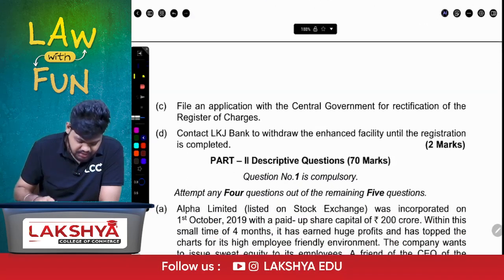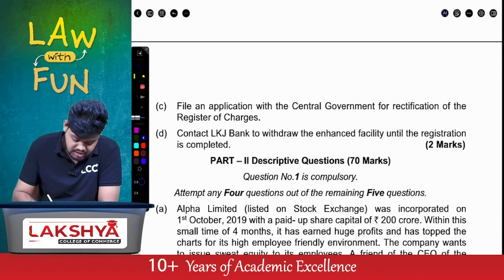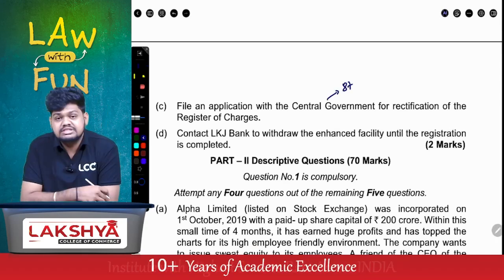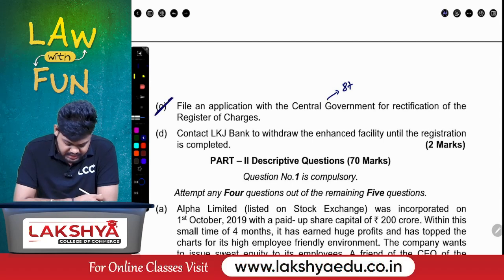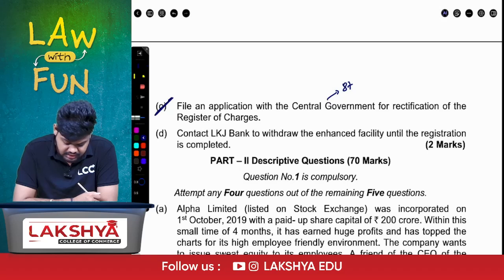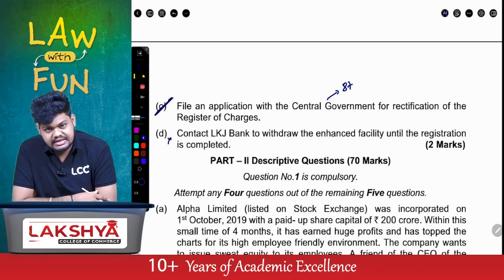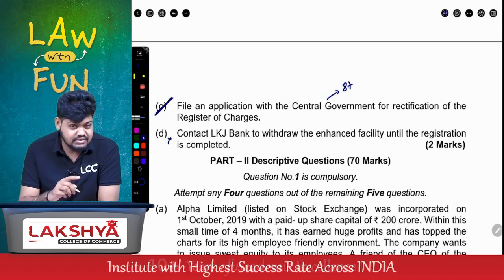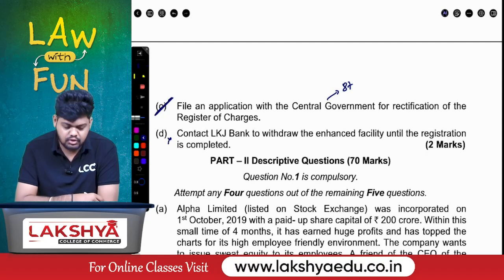Then option number C. File an application with central government for rectification of the register of charges under section number 87 under form number CHG-8. That will be the right answer. Let's go through the last point also. Contact LKJ Bank to withdraw the enhanced facility until the registration is completed. No, we have to make an application to the central government for condonation of delay for rectification of the charges. It will pass an order if the CG is satisfied with the process.